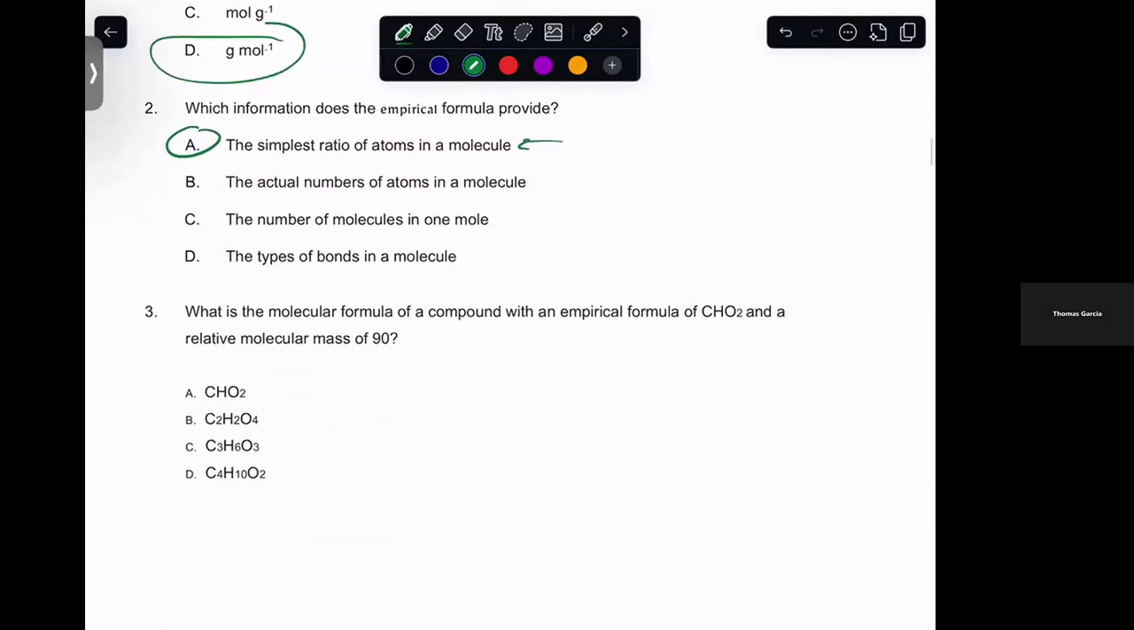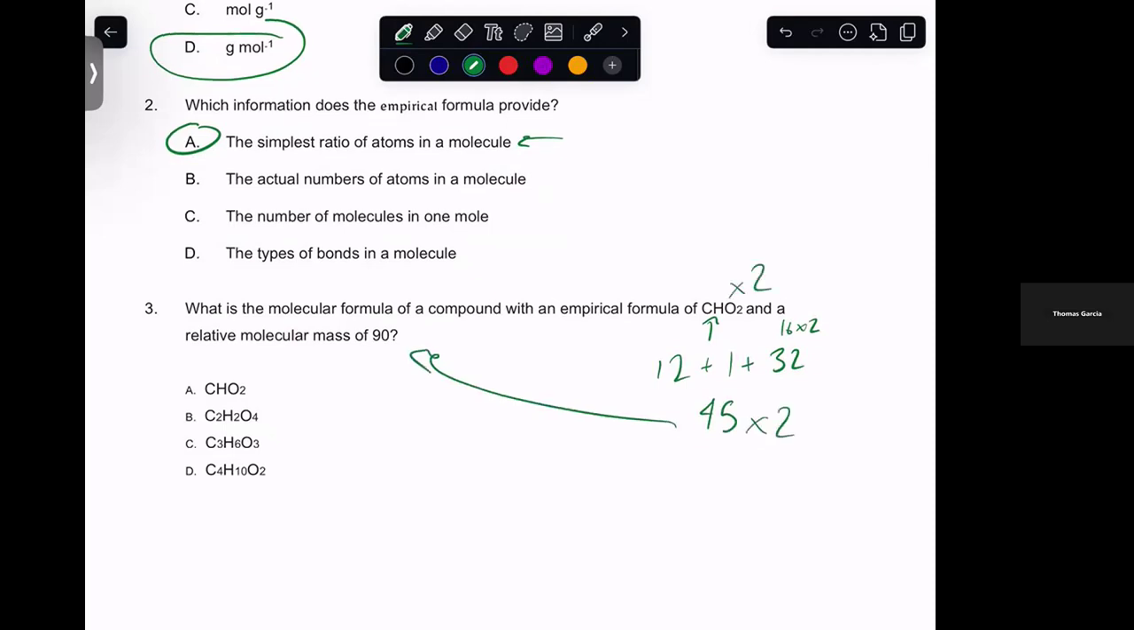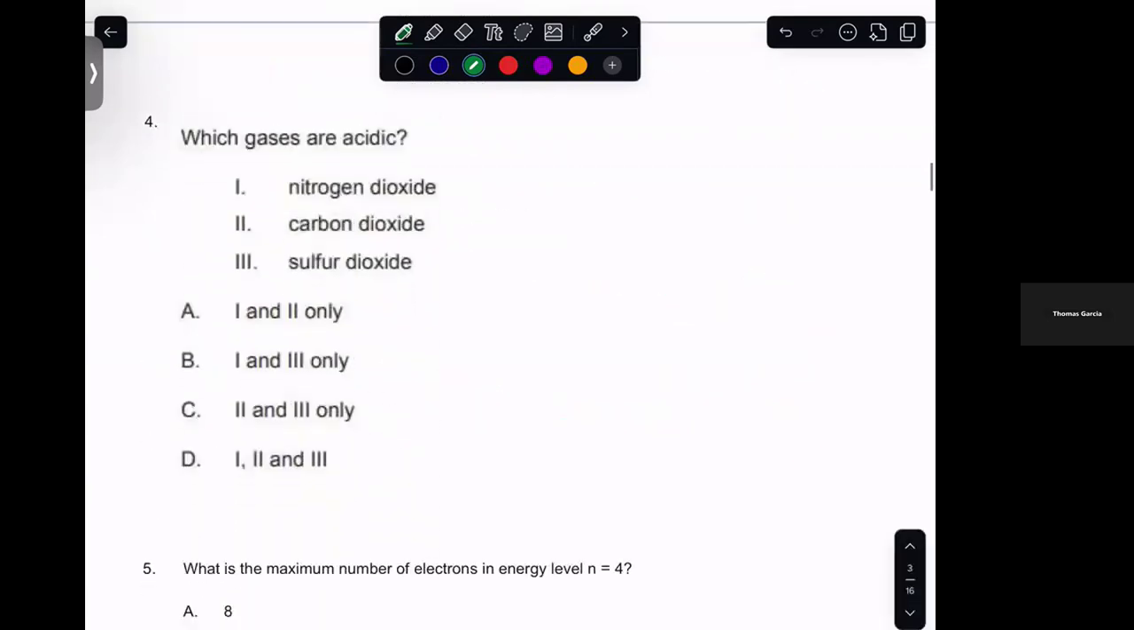All right, first time we have to think. What is the molecular formula of a compound with an empirical formula of CHO2 and a relative molecular mass of 90? Well, the empirical mass is 12 plus 1 plus 32. That 32 comes from the 16 of each oxygen times 2, which is a total mass of about 45. If the molecular mass is 90, we multiply by 2, so it's C2H2O4.